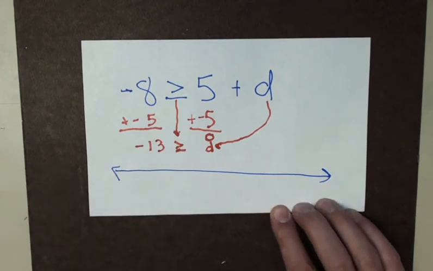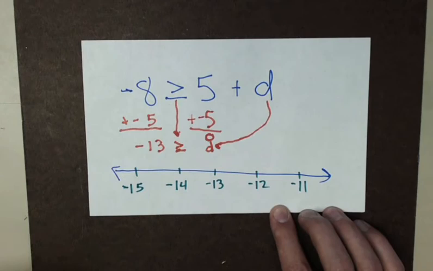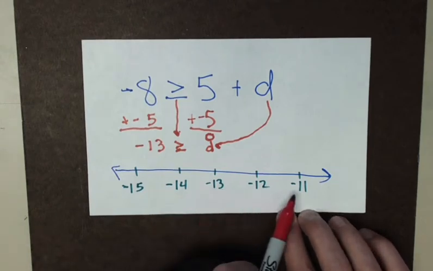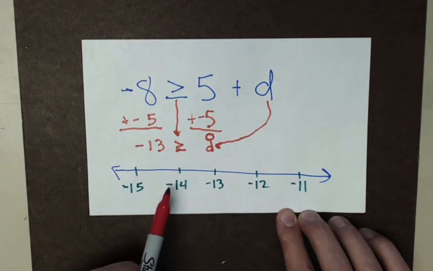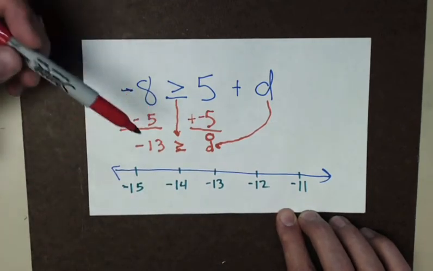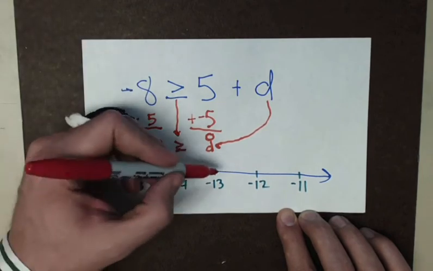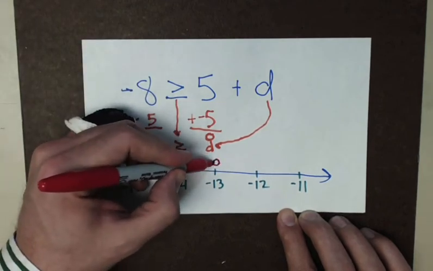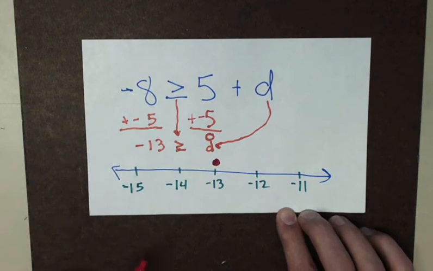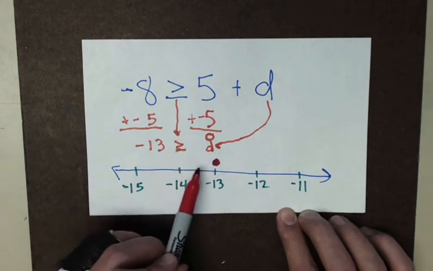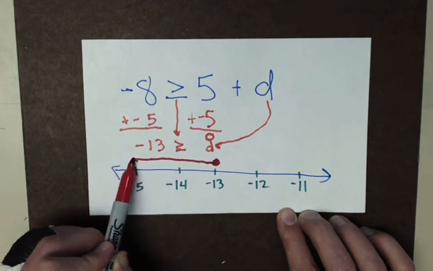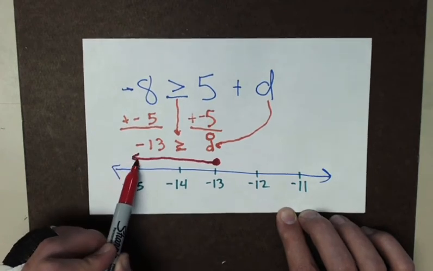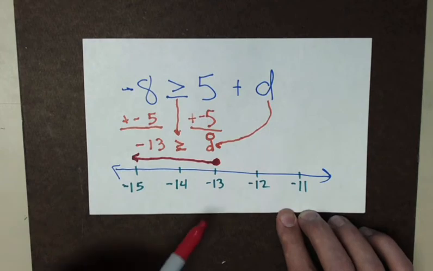Now I'm going to graph that. Okay, notice on the number line, because it's negative, the numbers get negative 12, negative 11 over here, and negative 14, negative 15. They get bigger as you go to the left. Okay, so D is less than or equal to negative 13, so it could be equal to negative 13 to be true. So I can color in negative 13 there. And D is less than, so less than goes this way. Negative 14, negative 15, all of those numbers are less than negative 13, and they would be true if I substituted them in for D.